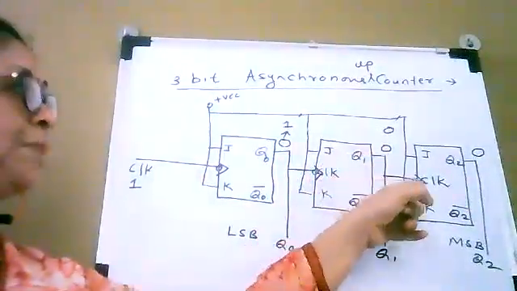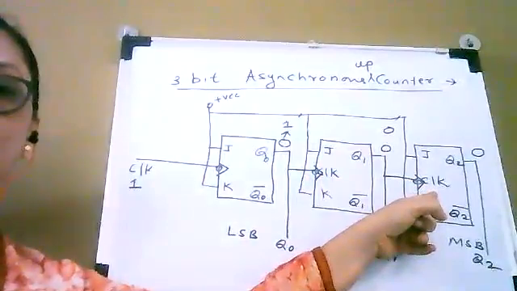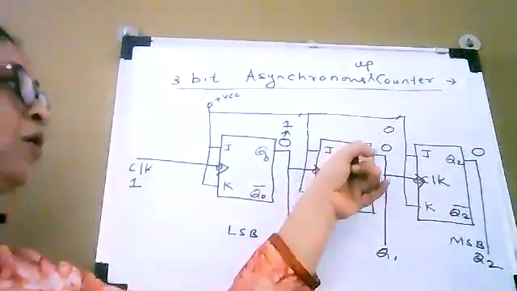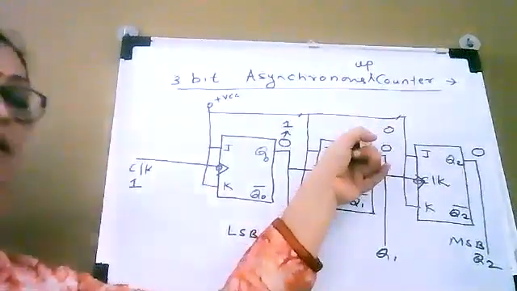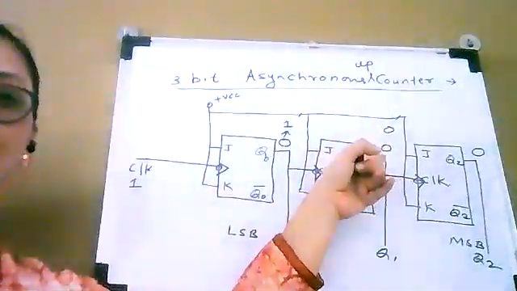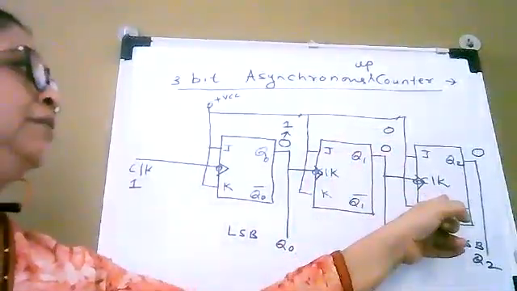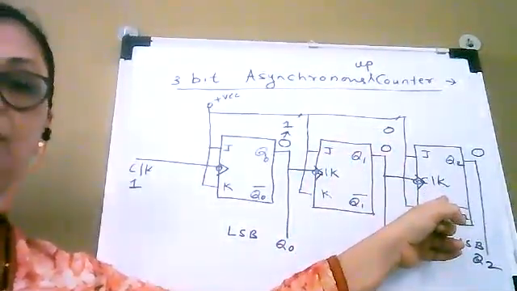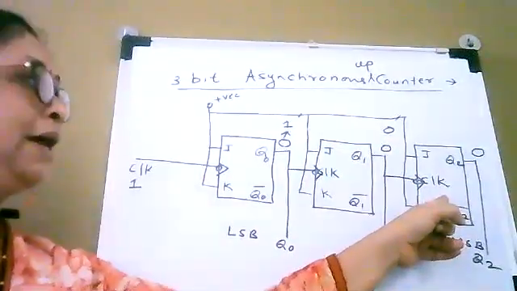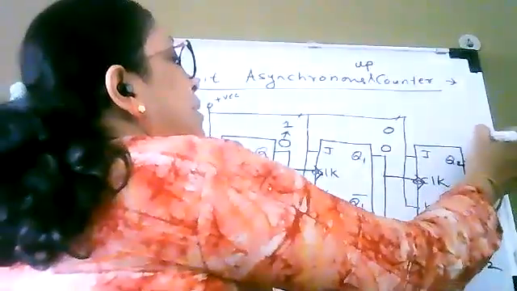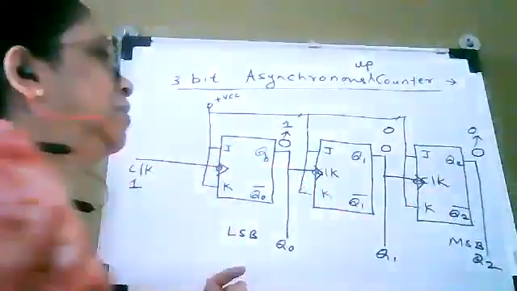Now the output of this second flip-flop is applied as the clock signal to the third flip-flop. Here you can observe that at the output of the second flip-flop, there is no change in the state. The output remains as it is. And as there is no change in the state, the clock will not be triggered. The third flip-flop will not be triggered, and hence its state will not be changed. So it will remain 0 only.